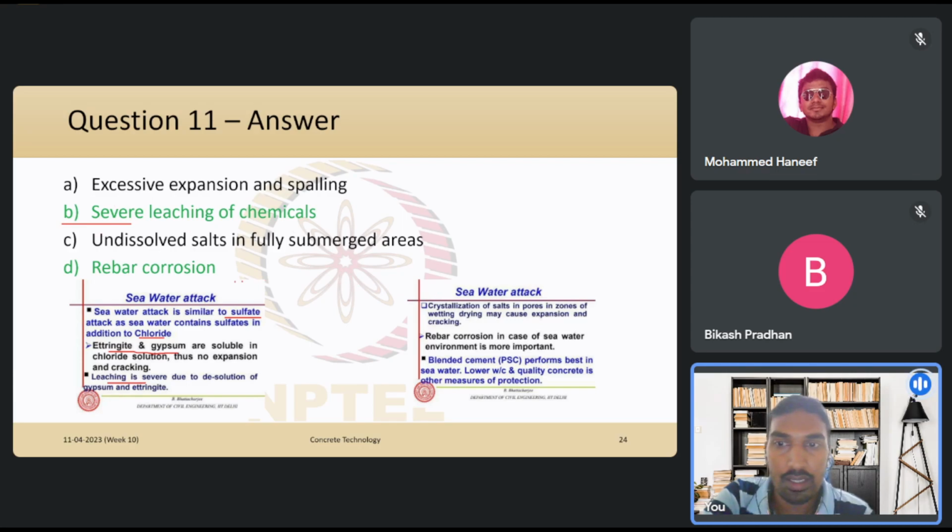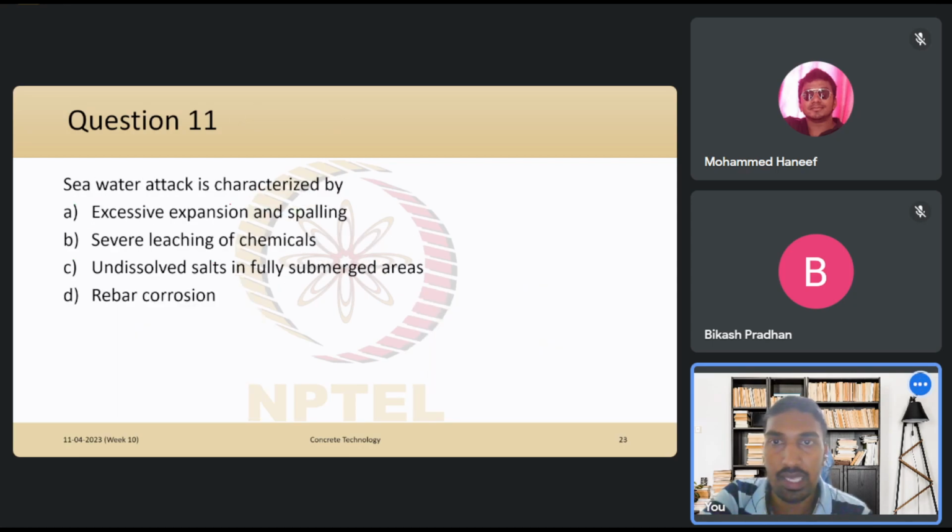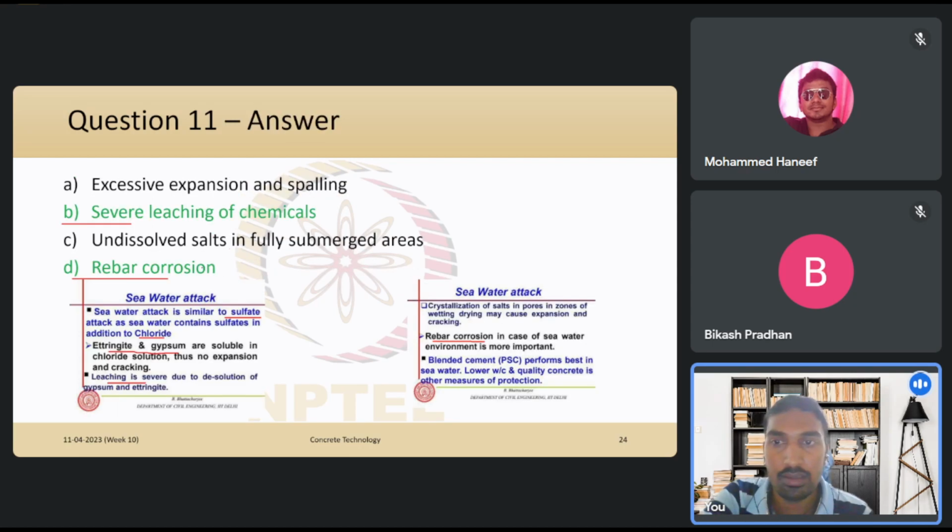And the other problem is because of the chloride. When chloride penetrates and reaches your rebar, it can lead to rebar corrosion, right? So that is the other effect that you see in the seawater attacks. Rebar corrosion can also occur. Therefore, these two options, B and D, are characteristics of the seawater attack, right?